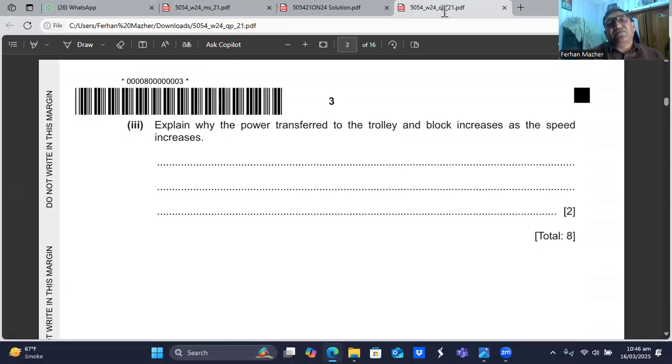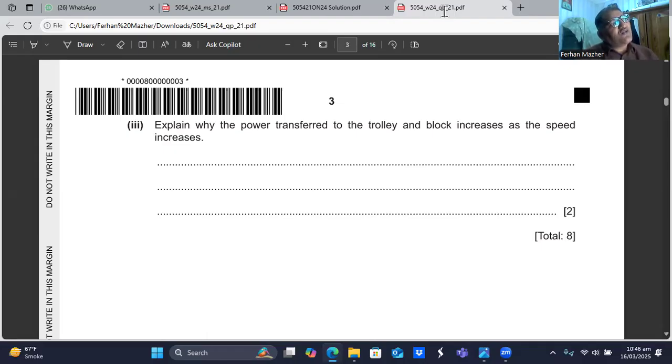Explain why the power transfer to the trolley and the block increases as the speed increases. Okay. So, see, the work done is the force and the distance. And the power is the work done divided by time.